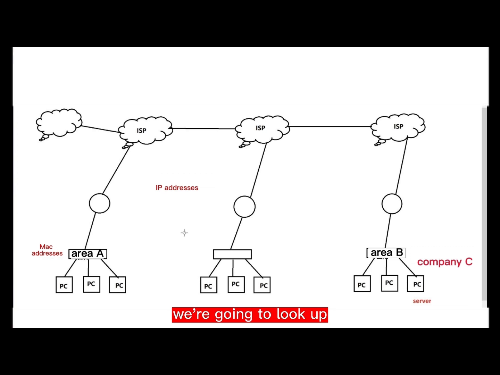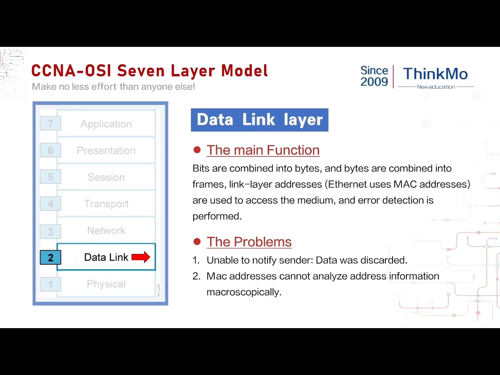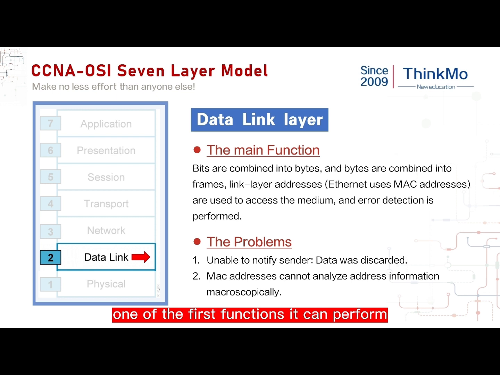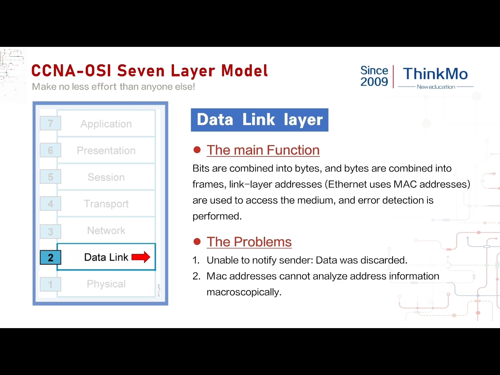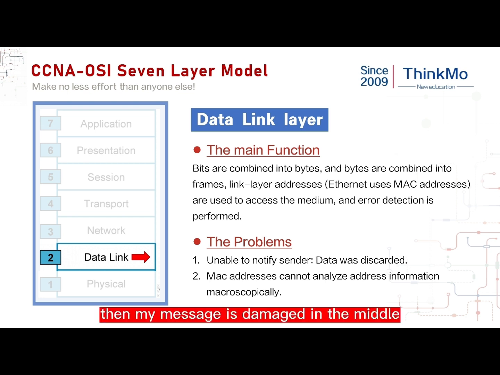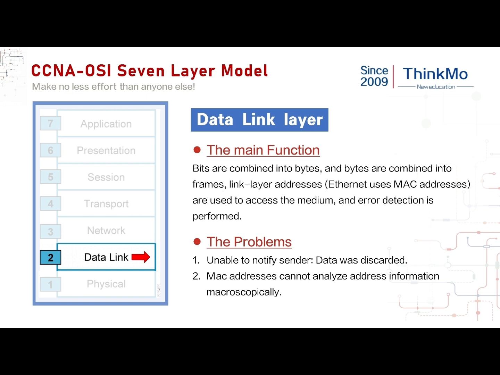We're going to look at the second layer. One of the first functions it can perform is error detection. If there is a problem with this data and I lose this data, I can't go any further. What is the next step? For example, I now send a message to the peer. Then my message is damaged in the middle. But for the sender device, this data has been sent. Some device lost the data in the middle.